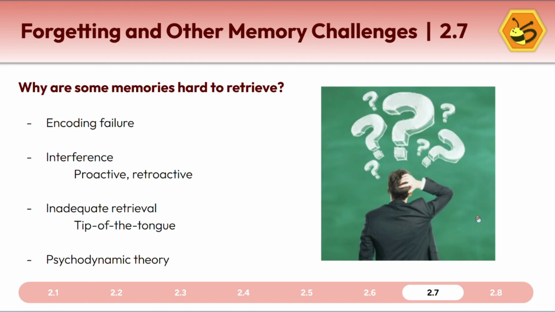Inadequate retrieval is when the information is stored, but you need kind of a cue or a hint to be able to retrieve it. One example of inadequate retrieval is the tip of the tongue phenomenon, where you know the word but you just can't seem to retrieve it. Or like you know what you want to describe, you can't figure out what it is, etc. The psychodynamic theory suggests that forgetting can be because our mind is subconsciously trying to suppress painful memories in order to protect us.